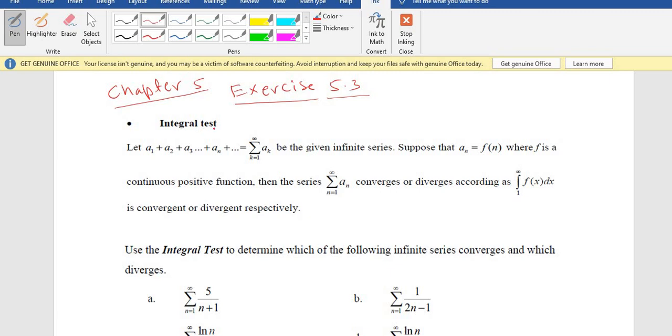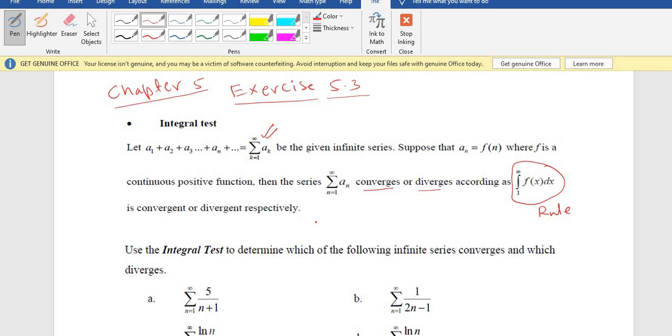We need to check for the integral test. Integral test means for any series which is given as an infinite series, suppose that an is equal to f of n, where f is a continuous positive function, then the series converges or diverges according to this rule. That means if we need to check whether any series converges or diverges, then for the integral test we need to use this as a rule.